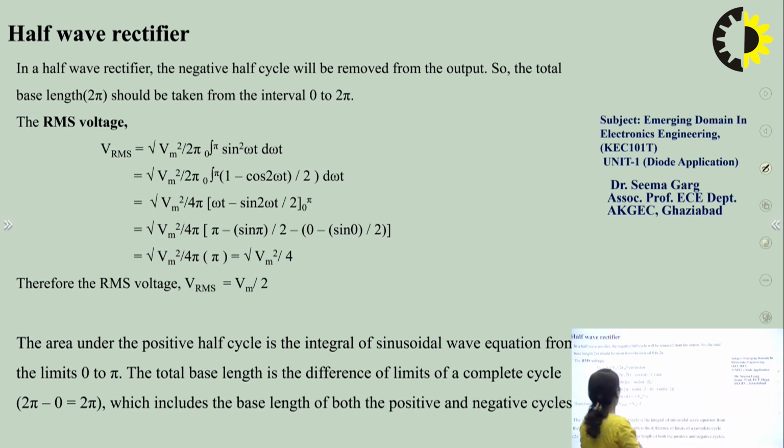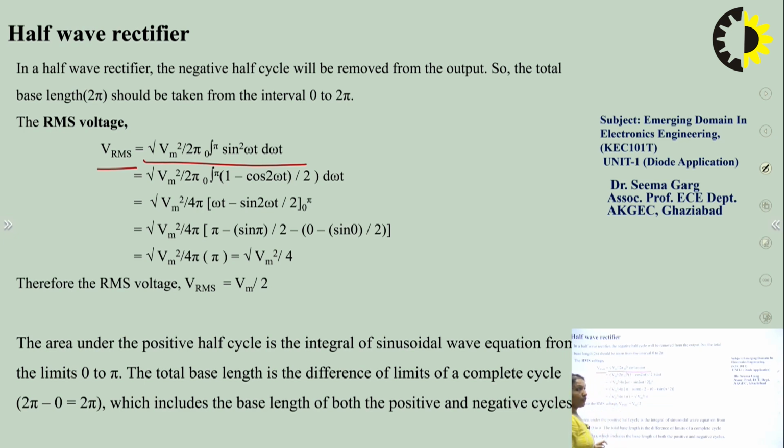So here are the various parameters which can be calculated. There are 4 parameters which we basically calculate. One is the RMS value, that is the root mean square value. Second is the DC value or the average value. Then the efficiency and the ripple factor. The root mean square voltage can be calculated by the formula Vm square by 2 pi.